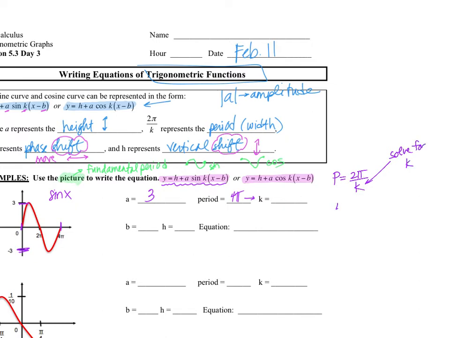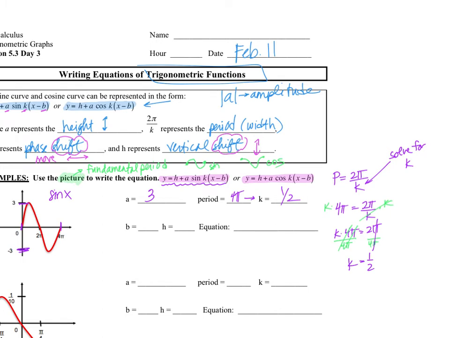So I know the period is 4 pi. So I'm saying 4 pi is equal to 2 pi divided by k. To solve this for k, the first thing I'm going to do is multiply both sides by k. So that's k times 4 pi is equal to 2 pi. Going to divide both sides by 4 pi. And now that tells me that my k value, the pi's cancel, and this reduces to 1/2. So k is equal to 1/2.